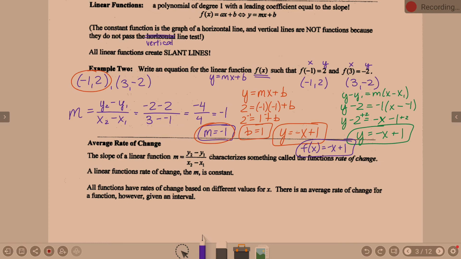All functions have rates of change based on different values of x. There's an average rate of change for a function, however, given an interval. So, for instance, if you look at a parabola, that's not going to have the same slope everywhere you look, okay? But on a given interval, you can find an average rate of change. So kind of an average slope in a way. We don't call it the slope at that point, though. It's average rate of change. So keep in mind your slope formula, because that's going to look familiar as we look at what we're doing on the top of the next page.